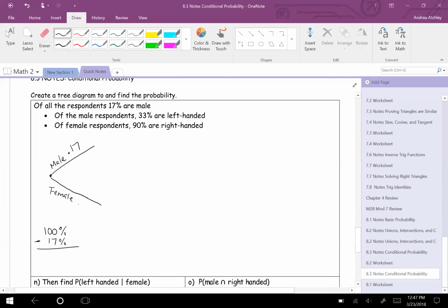And that would be 83%. Any questions over that? Do you guys get where I got the 83% from? Okay, you're always going to subtract from 100. Then we can either be right-handed or left-handed. Okay, and then left-handed.